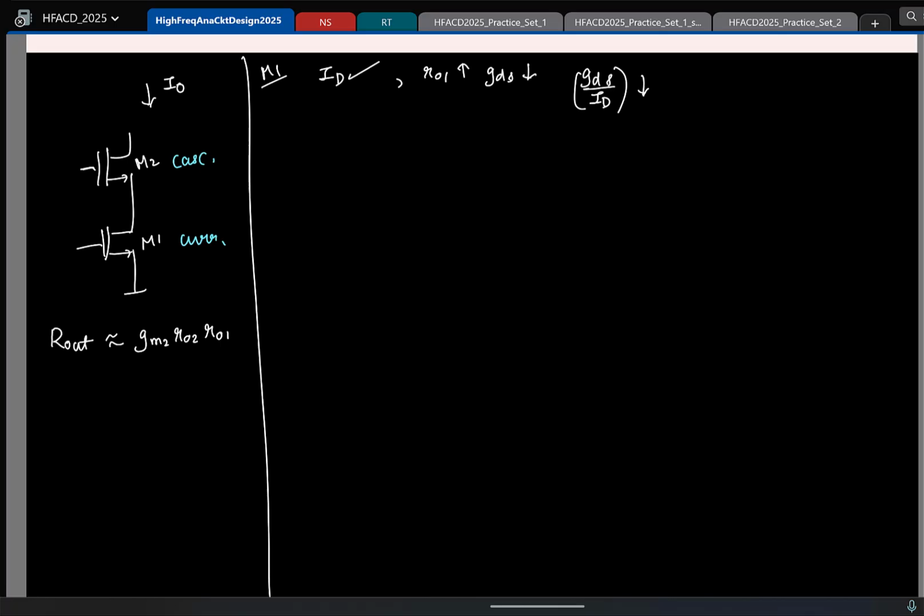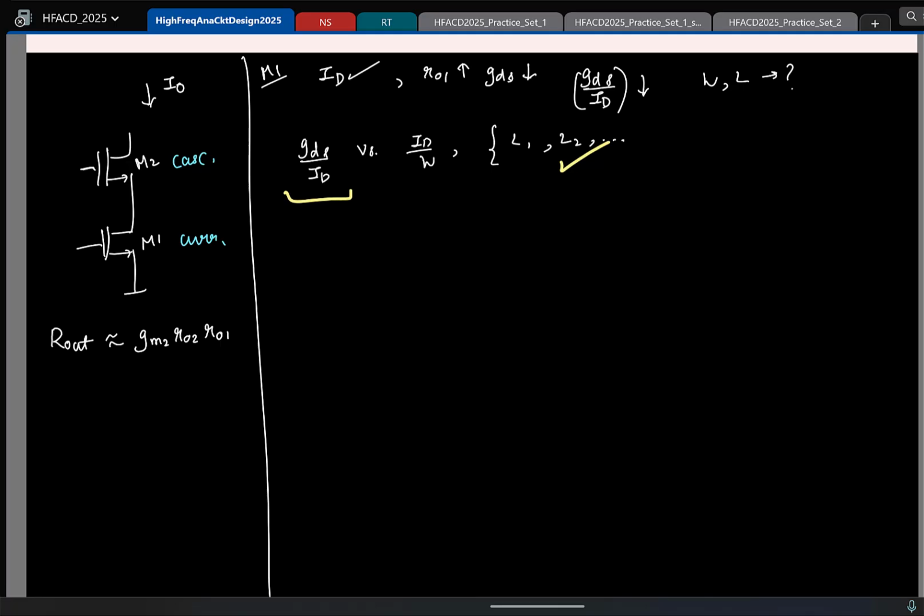Okay. Now my goal is to find the sizes, length and width. So what parameter can I look at now? Because I know the current, I need to find the width. So one thing you can do is plot GDS by ID as a function of, let us say, ID by W for different lengths, say L1, L2, L3, etc. And then you choose a particular length for which you get a reasonably small GDS by ID. Fine. So that will make sure you choose the length.